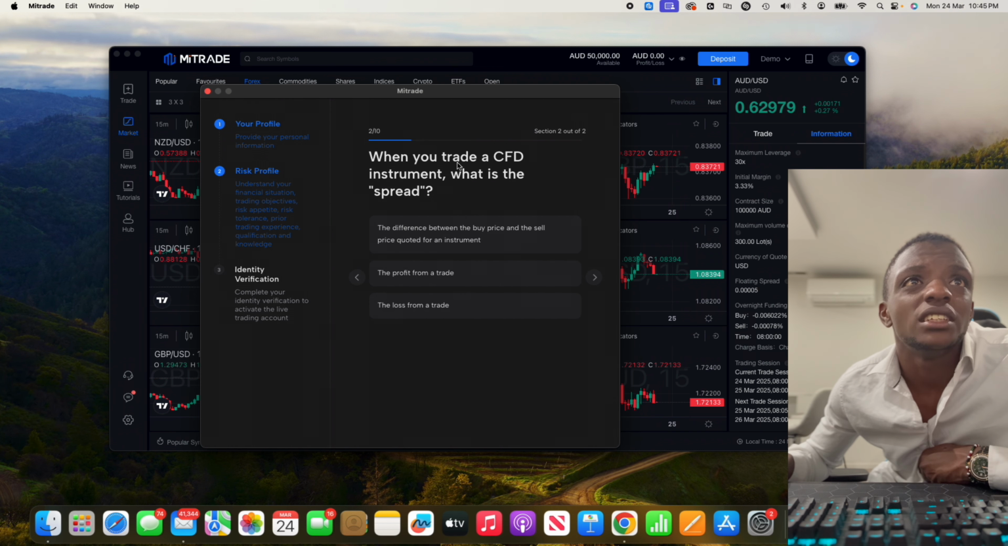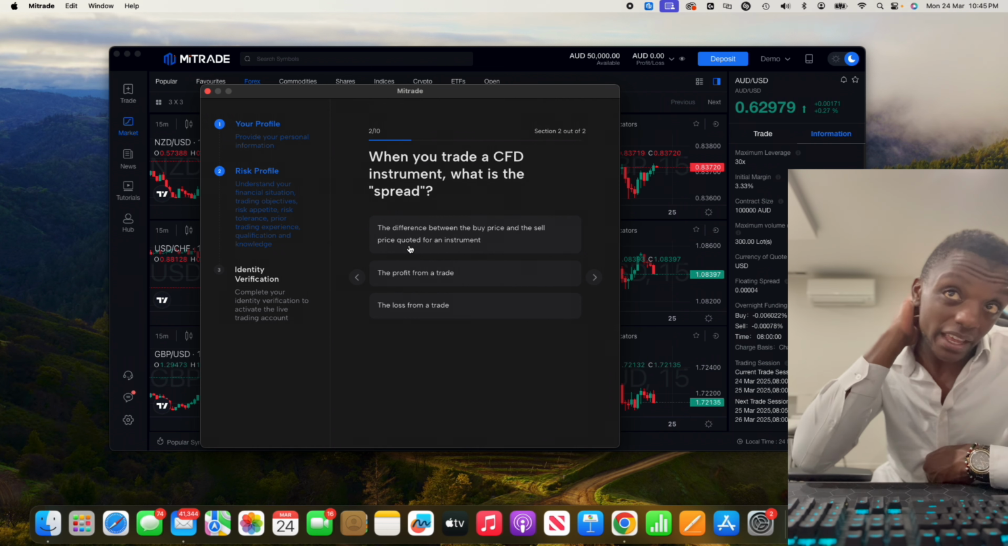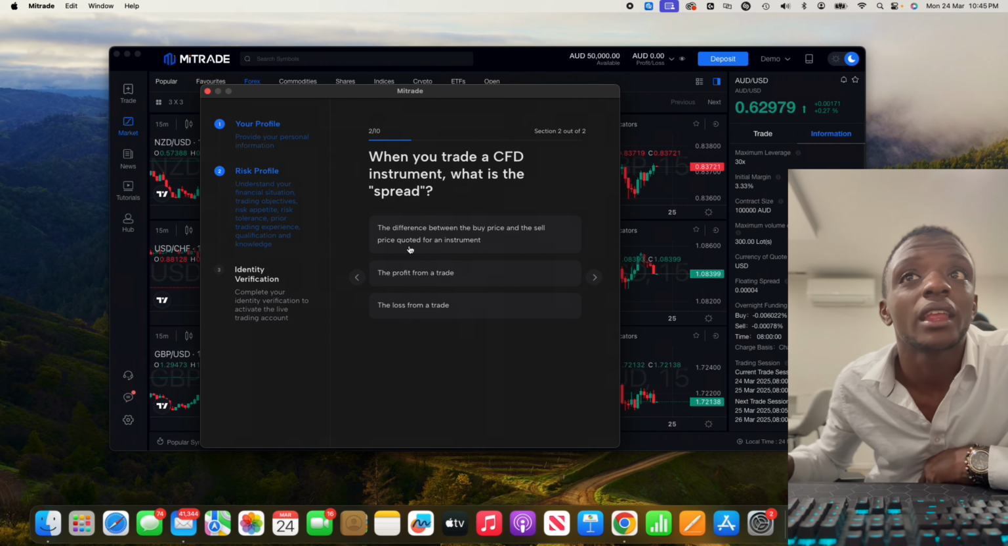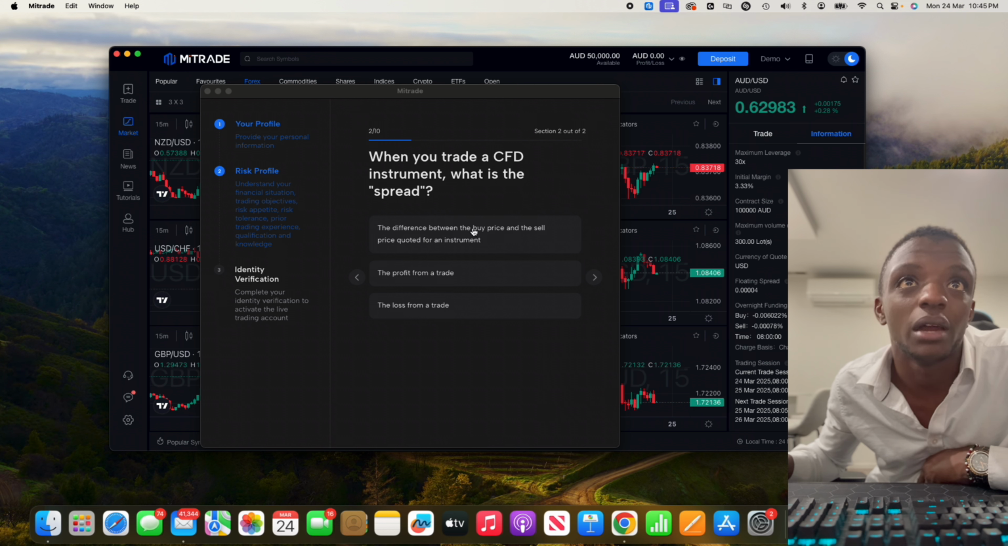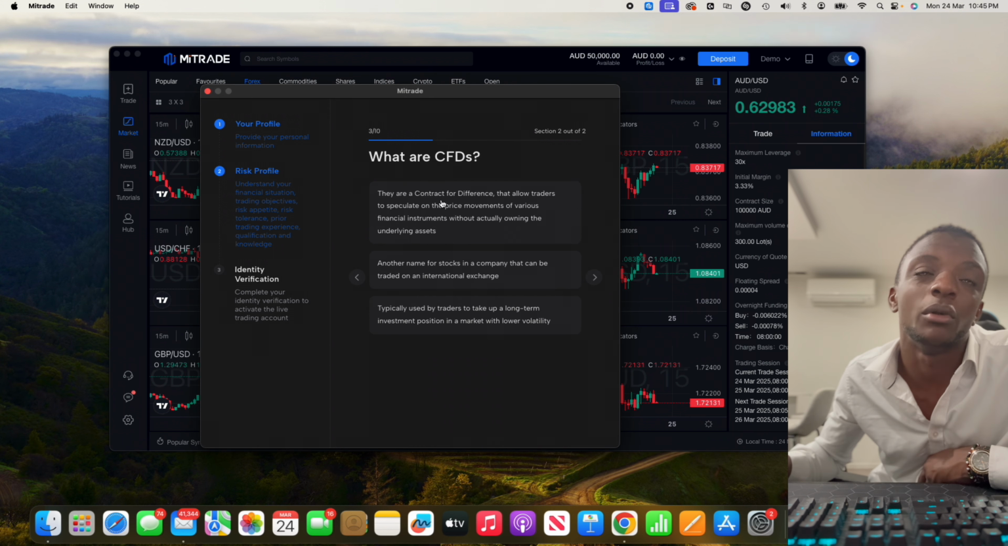When you trade a CFD instrument, what is the spread? So the spread is the difference between the price you buy at and what the price is actually at. So it's the first one. The difference between the buy price and the sell price quoted for an instrument. So basically, however much they give you.